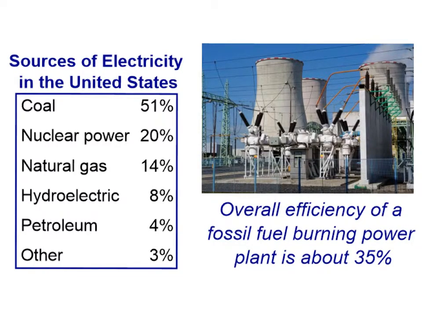In the United States, almost 70% of the electrical energy that we use is produced by burning fossil fuels like coal, natural gas, and petroleum. The overall efficiency of a fossil fuel burning power plant is about 35%. That's because in a power plant, not all of the chemical potential energy stored in the fuel is converted into electrical energy. Some of it's converted into thermal energy, and that's simply wasted. Only 35% is actually used to provide electricity.